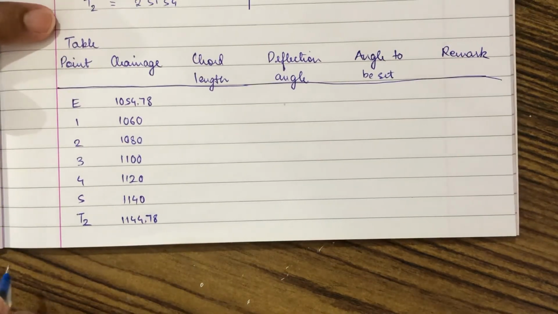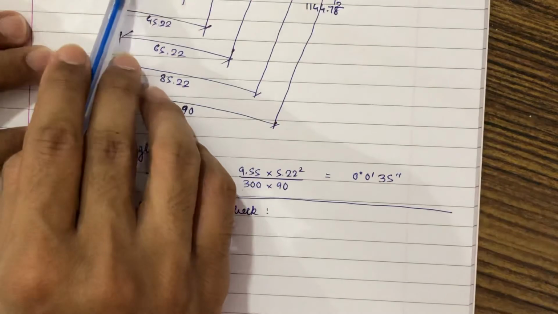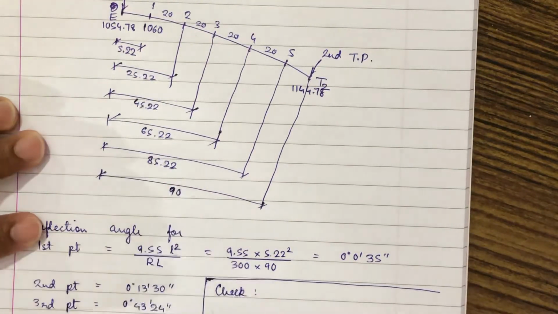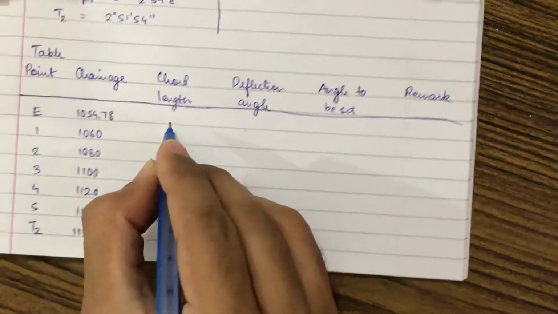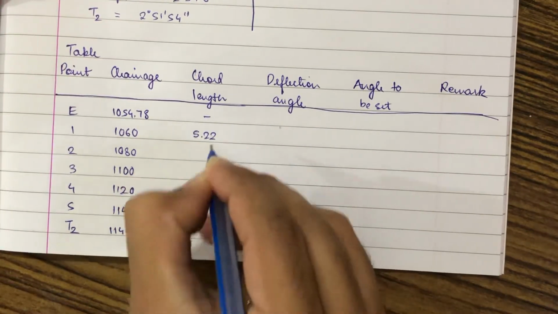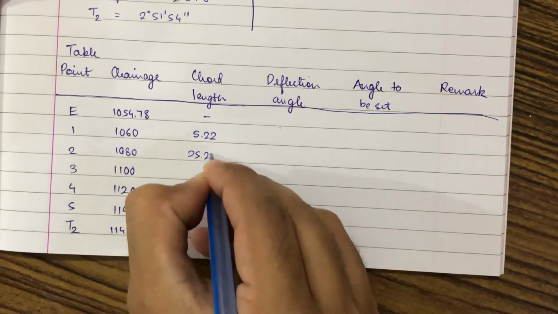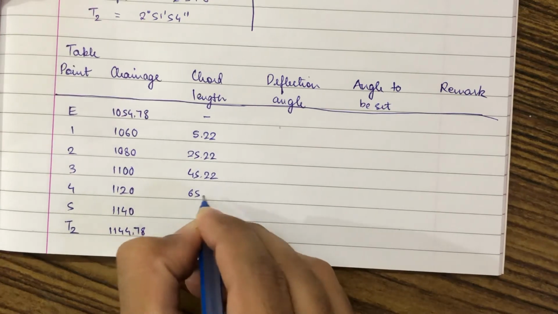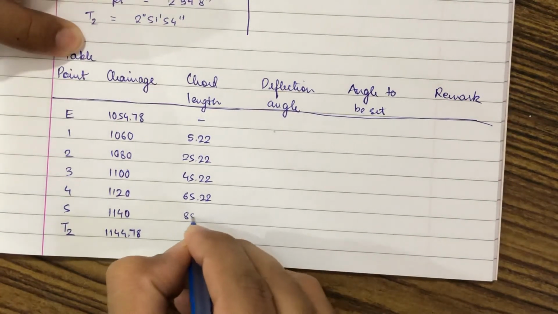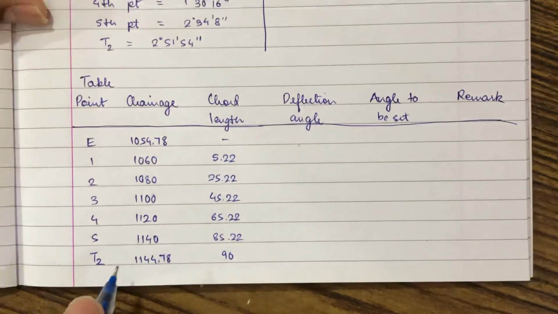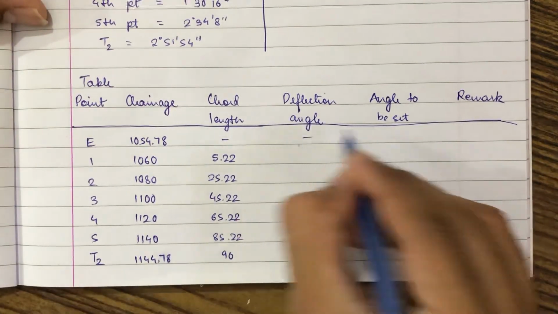Then the chord lengths are 5.22, 25.22, 45.22. These all are the chord lengths. The first point will not have a chord length. Then there is 5.22, 25.22, 45.22, 65.22, 85.22 and 90 meters.